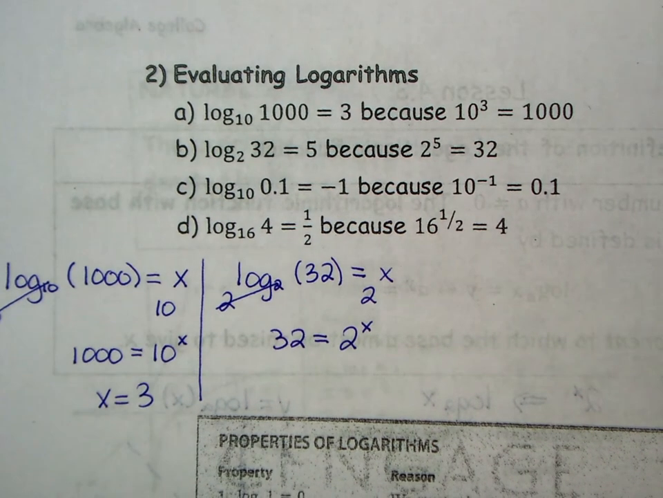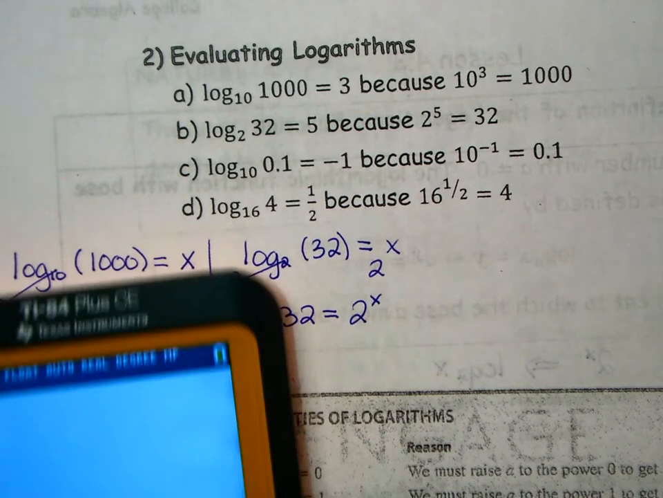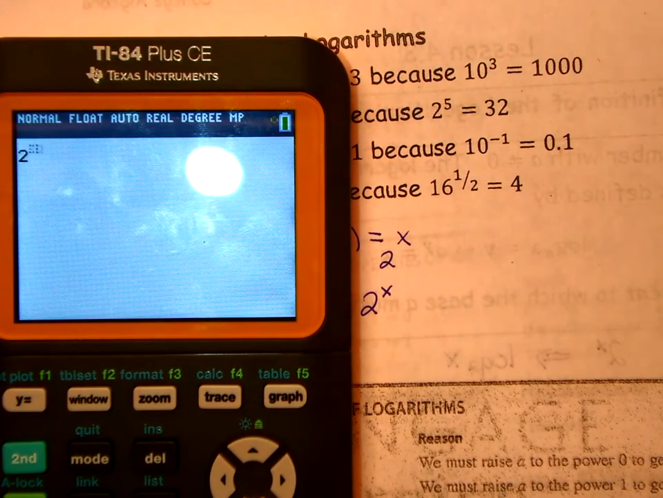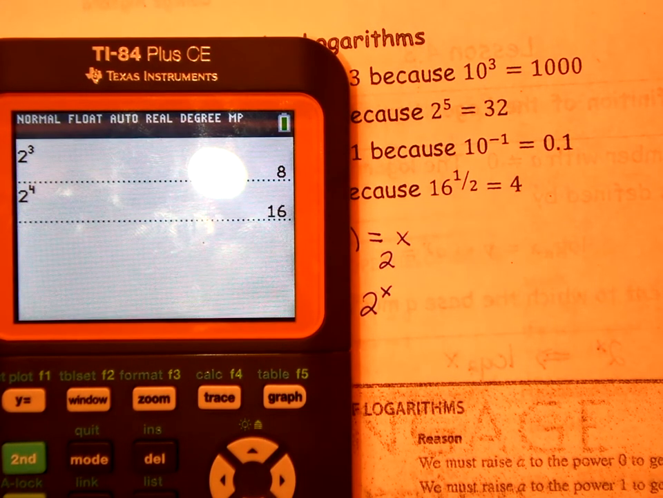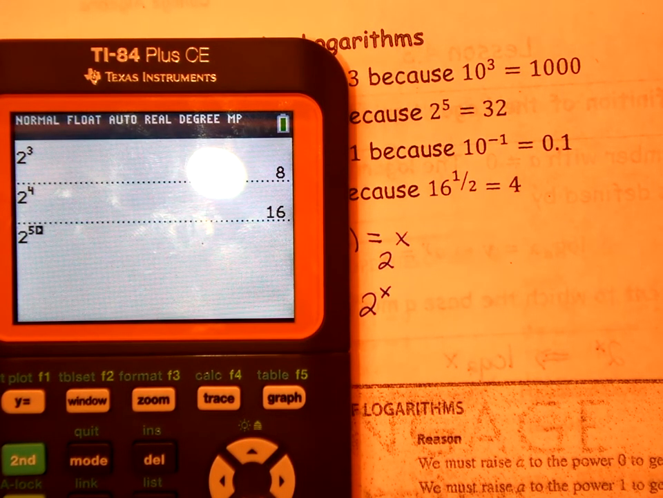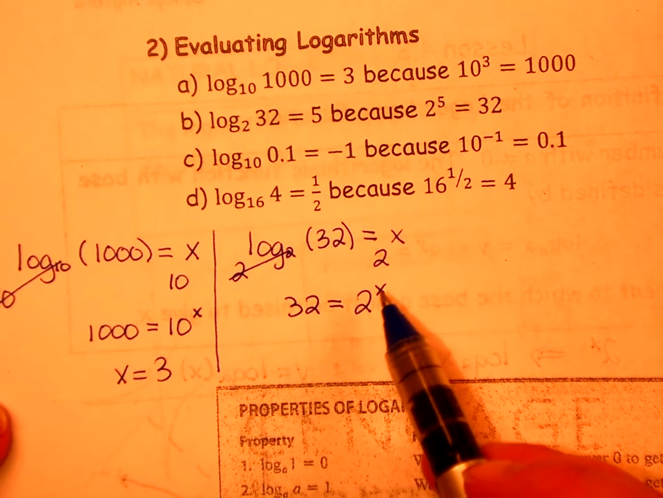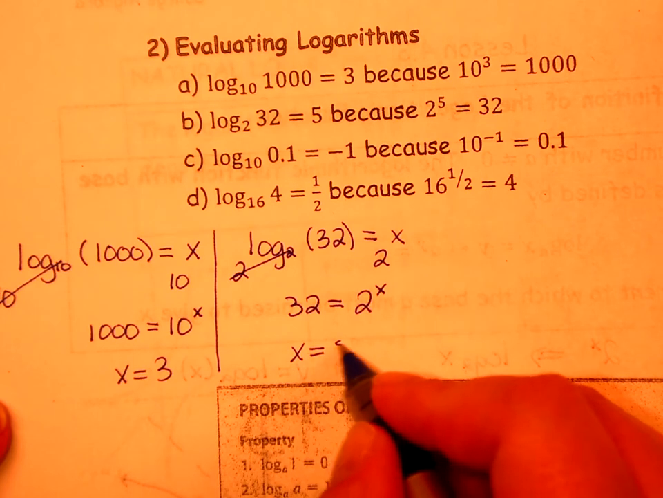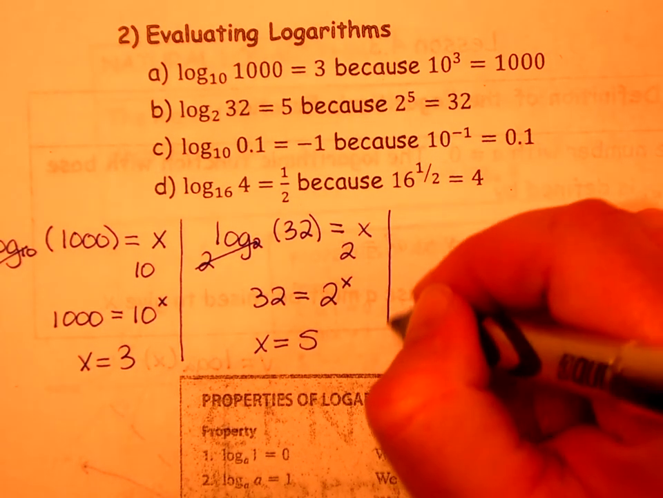So if you know your powers of 2, great. If you don't, you can just plug them into the calculator. 2 cubed is 8, and I'm looking for 32. 2 to the 4th is 16. 2 to the 5th is 32. So since 2 to the 5th power is 32, I know x has to equal 5. All right, let's do the next one.